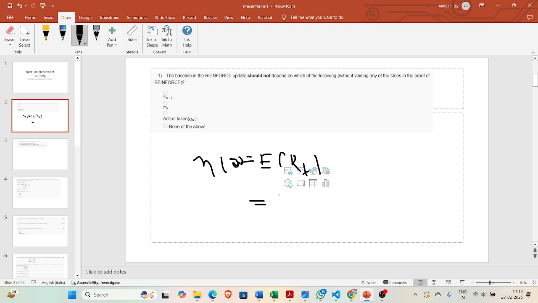So now this becomes summation over all the actions, q star a, the optimal true expectation for arm a, and the probability pi of taking action a given some parameter theta. Okay, so this is our expected payoff.